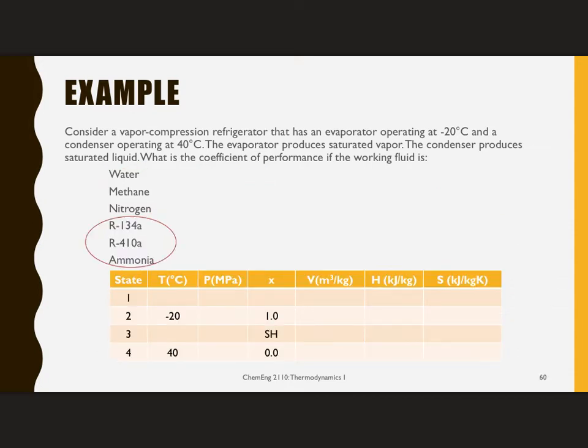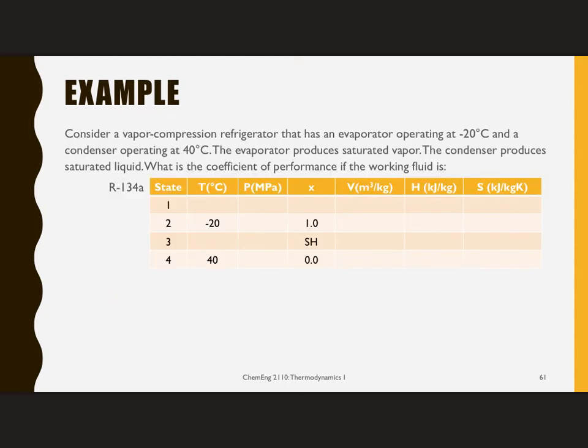Let's try refrigerant 134A, 410A, and ammonia. Again, I would like you to pause the video and try working this for refrigerant 134A, 410A, and ammonia. You can find data tables online or wherever. You can use the graphs in the book, etc. Welcome back. Let's look at what I found for first refrigerant 134A.